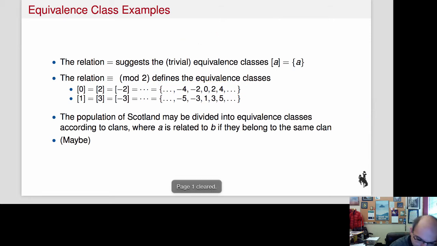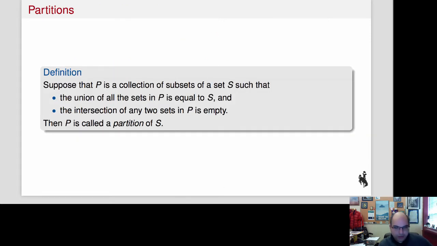Okay, let's now define what it means to be a partition. A partition is actually a collection of subsets of a set that have these two important properties. First property is that if you take the union of all the sets in the partition, you get back the main set. And the second property is that the intersection of any two of those is empty.